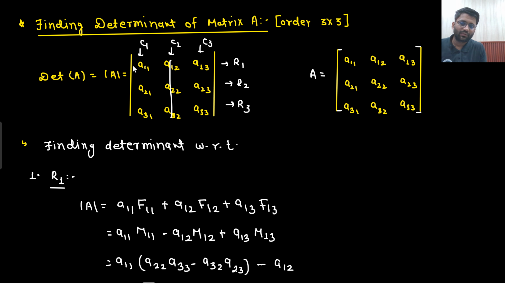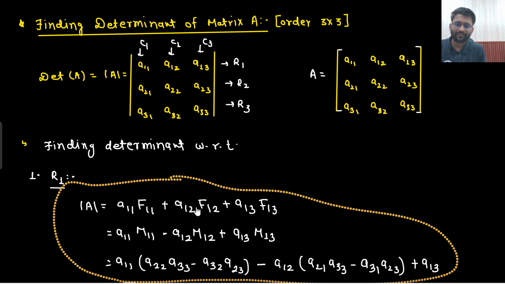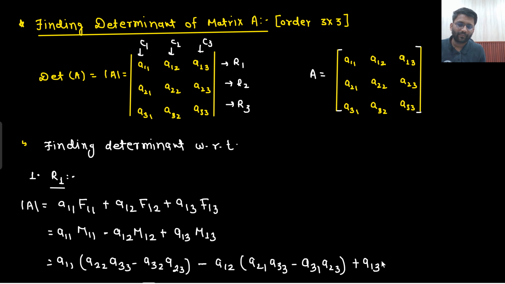Now minor M12, so this and this I will block. What I will be left with: A21 multiplied with A33 minus A31 multiplied with A23. Plus A13 M13. So this and this will be blocked. So A21 A32 minus A31 A22. This is the answer you will be getting.